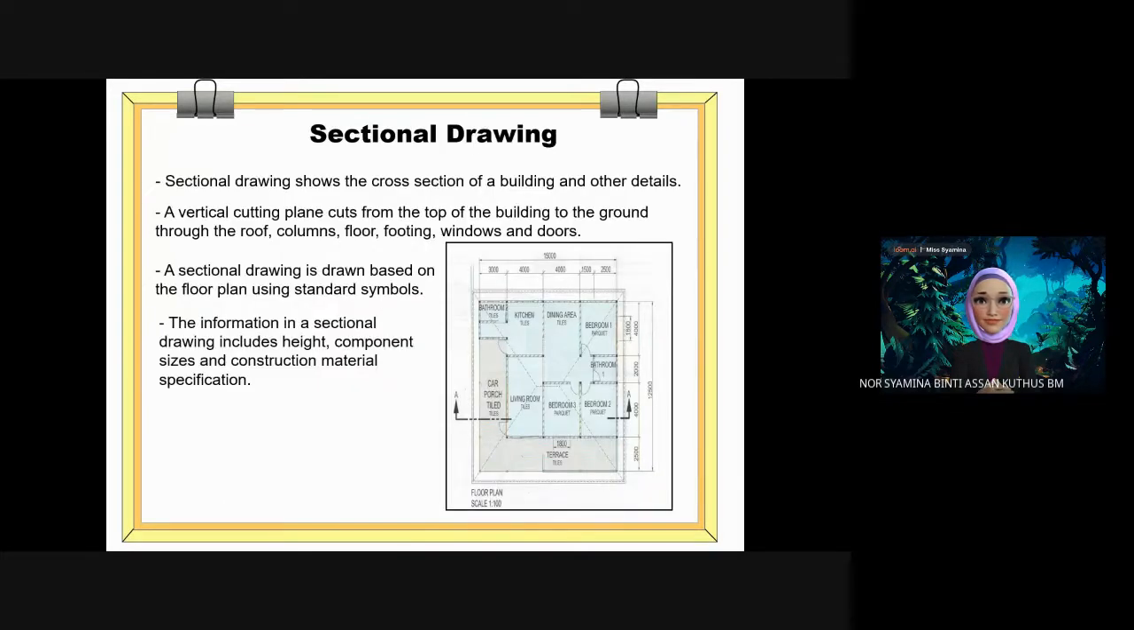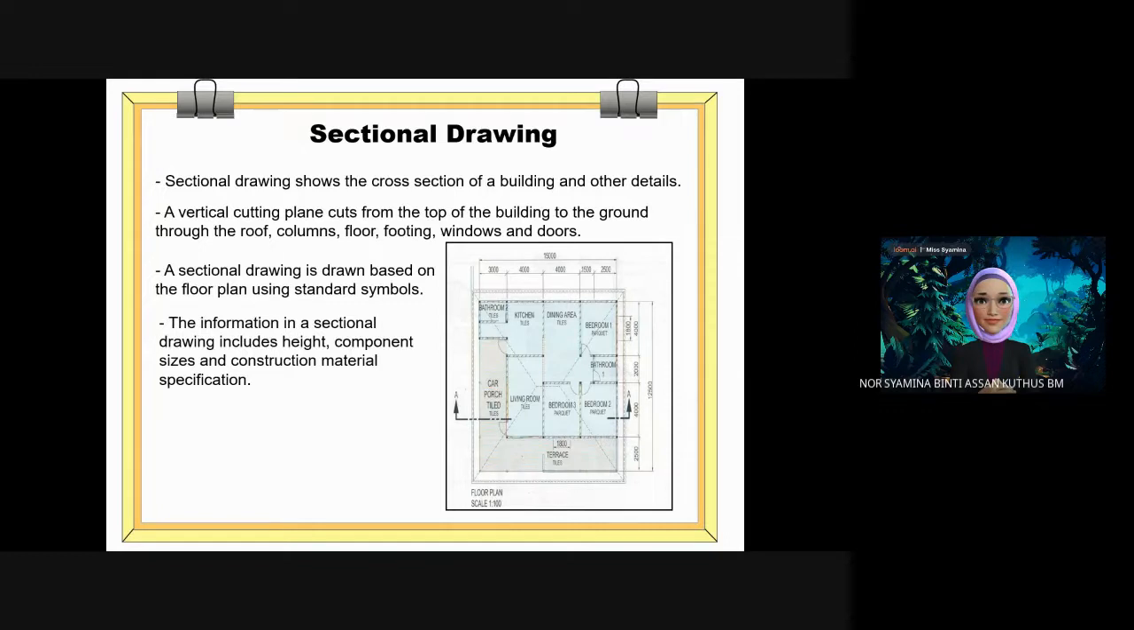Okay, so sectional drawing. Sectional drawing shows the cross section of a building and other details. We have already done sectional drawing for mechanical machinery drawings. What would happen if we cut through a section of the machine, how the machine parts will be placed inside, how each component is, is it hollow, is it narrow or anything, we will look. So it's the same thing with a building. We can also draw a sectional drawing.